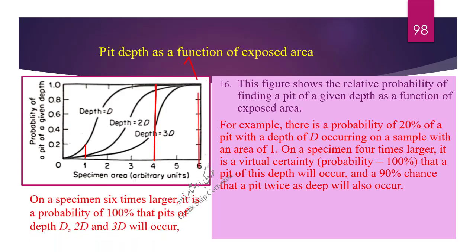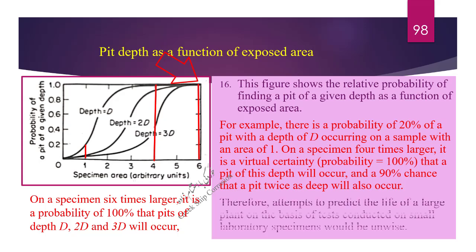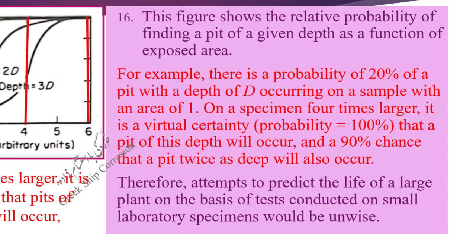On a specimen 6 times larger, there is a probability of 100% that pits of depth d, 2d and 3d will occur. Therefore, attempts to predict the life of a large plant on the basis of tests conducted on small laboratory specimens would be unwise.